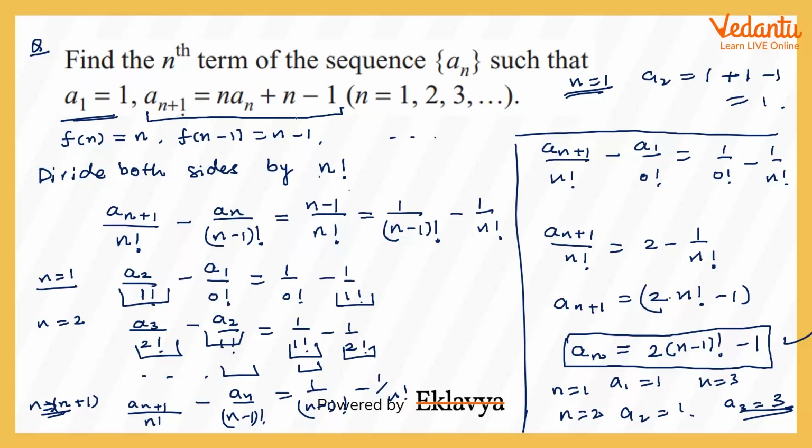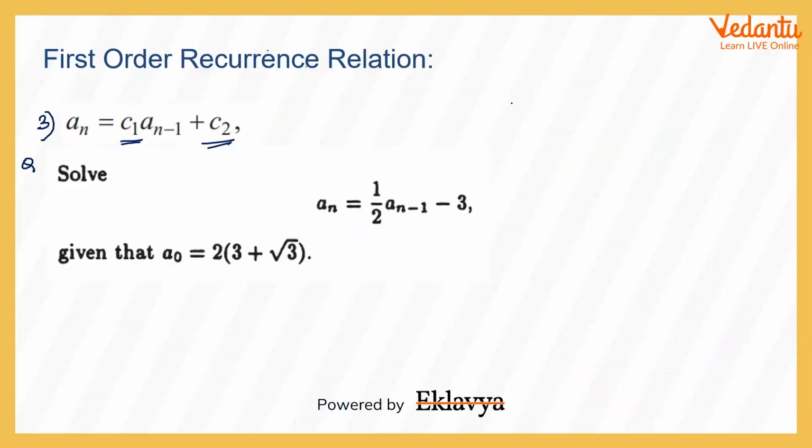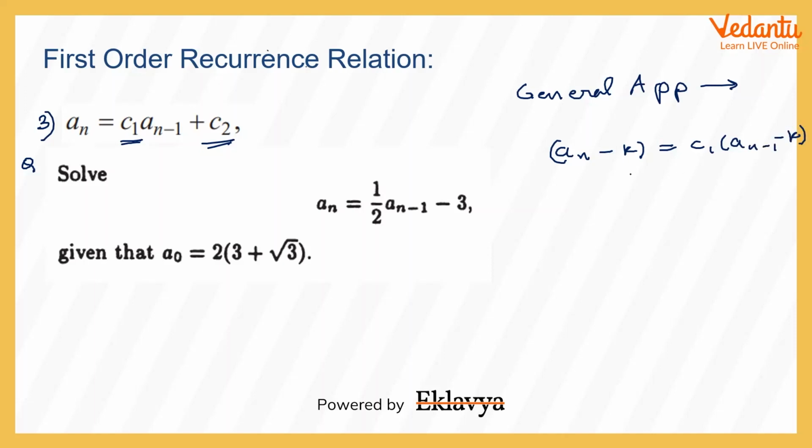But I will tell you another approach for doing such questions. I will tell you what will be the general approach for doing this question. Alternate general approach, you can say. What I will try to do is write an minus k is equal to c1 into an minus 1 minus k, where this k will be such that if I take k on the right hand side, k minus c1 into k will be equal to c2. So this given relation will be exactly the same. There will be no change.